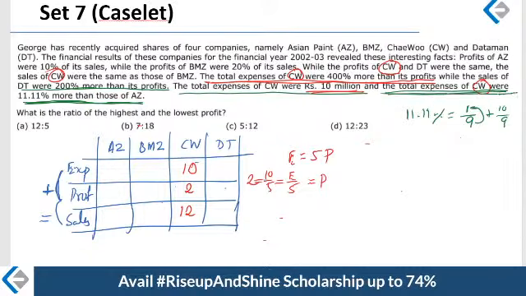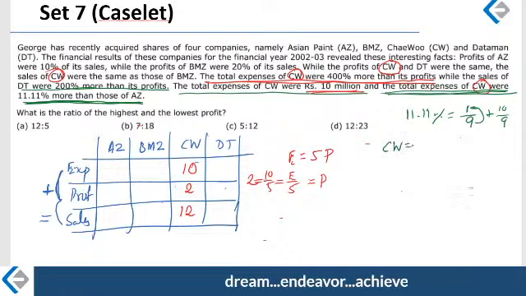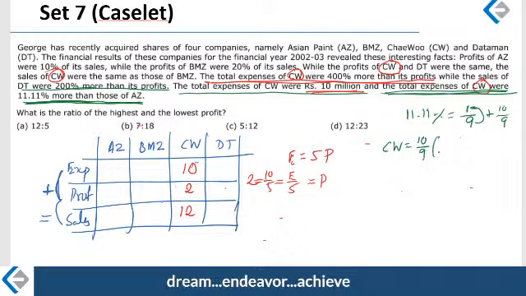The total expenses of CW are 11.11% more than AZ. This much more than AZ, which means the multiplier. You are trying to say that CW is equal to 10 by 9 times of AZ. The multiplier has to sit on this side.